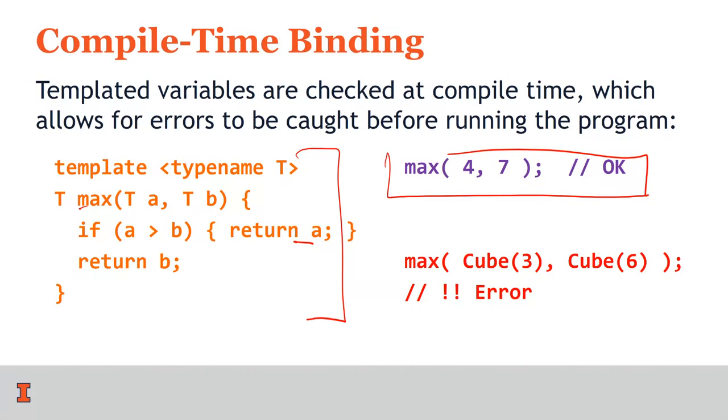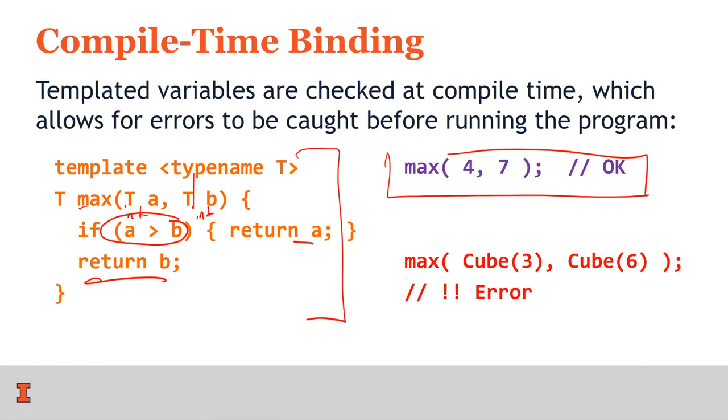So it's going to be read as an int a and an int b being compared in the max function. Since we have the if statement that compares whether or not a is greater than b, we're going to check if the integer 4 is greater than the integer 7. Since it's not, we're going to go ahead and return b.